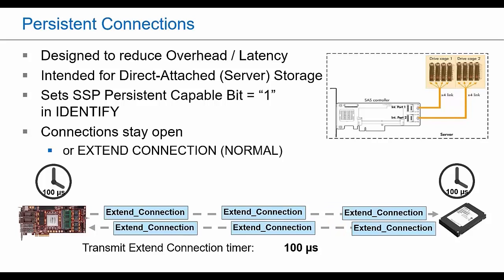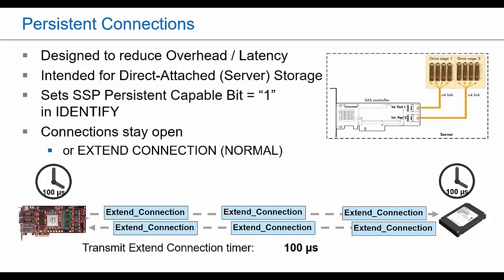Now, they're not receiving or transmitting data frames. They would start sending an extend connection primitive on the expiration of that 100 microsecond timer. So the extend connection primitive becomes a keep alive, and the connection basically stays open as long as the PHY is receiving a valid frame or another extend connection primitive. How do you close a persistent connection?